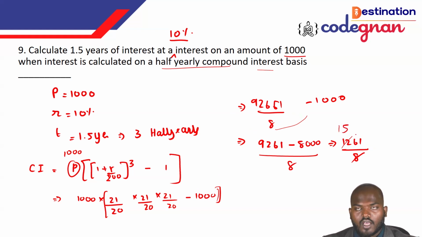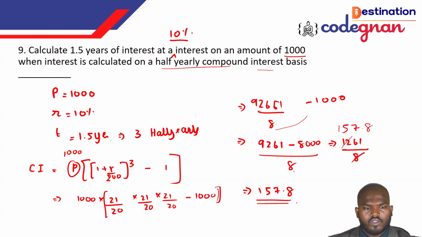So 5 times 7, 7 times 8 is equal to 56. So 157, and remaining 5 will be there. Again 8 times 8, it will keep on going there. So the answer is equal to 157.8. This is how you generate the value here according to the question.